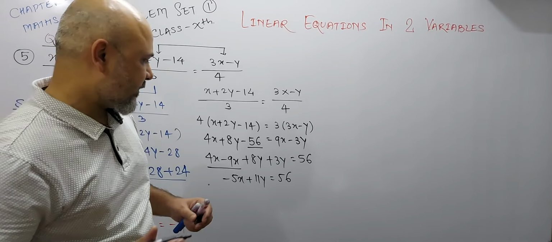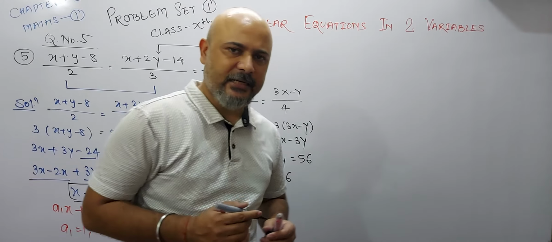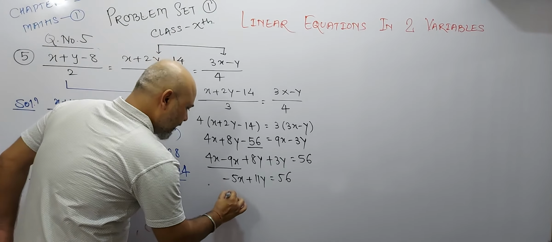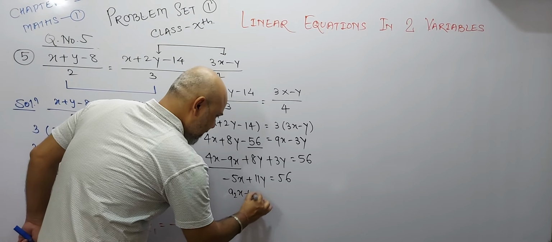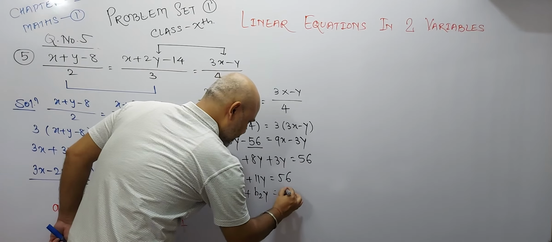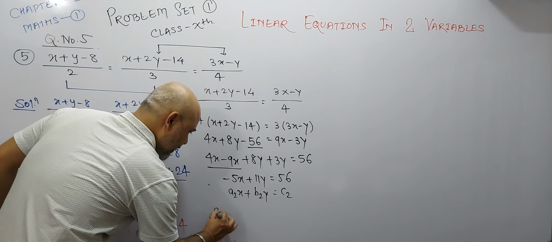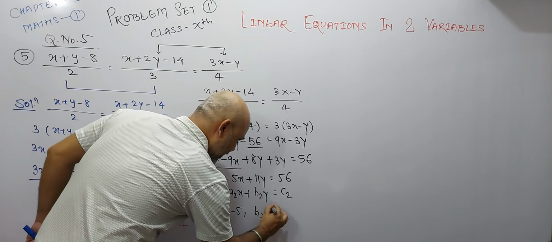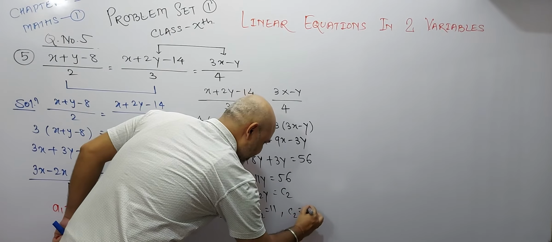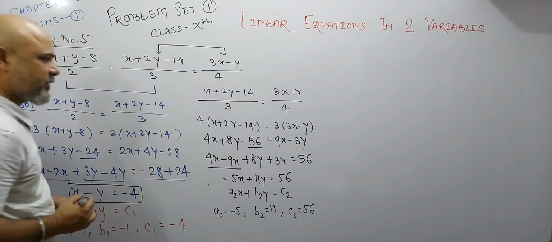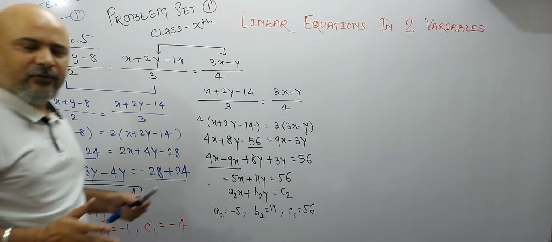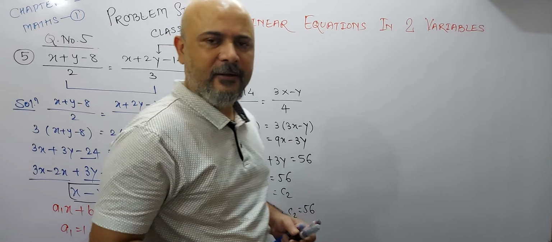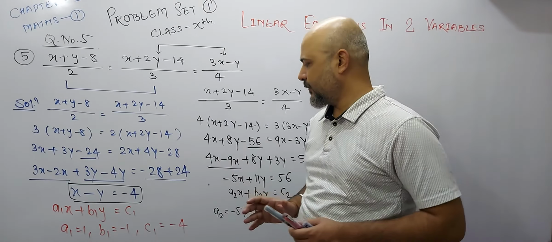Now you can compare this with your general form, that is a2x plus b2y is equal to c2. So you will get a2 is equal to minus 5, b2 is equal to 11, and c2 is equal to 56. Okay students. So now you are having all the values of a1, b1, c1 and a2, b2 and c2.